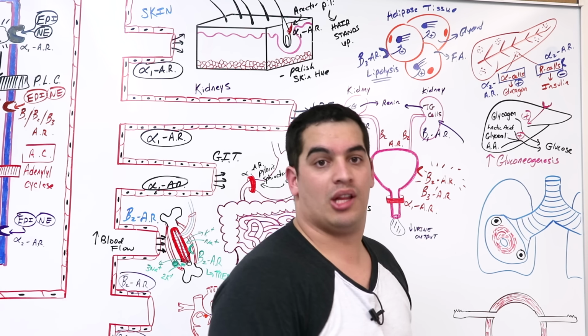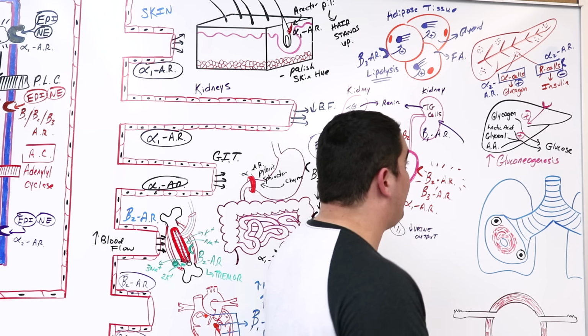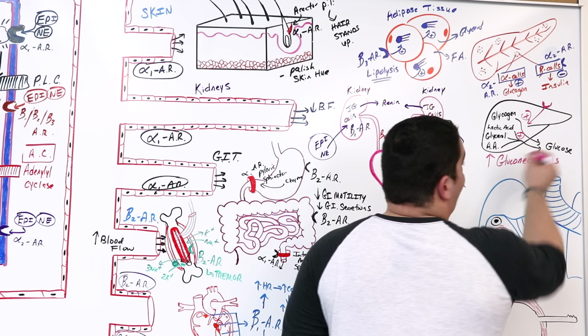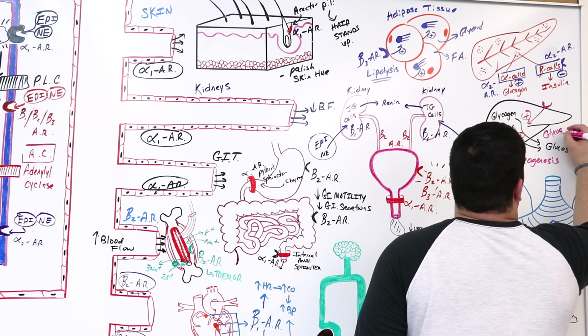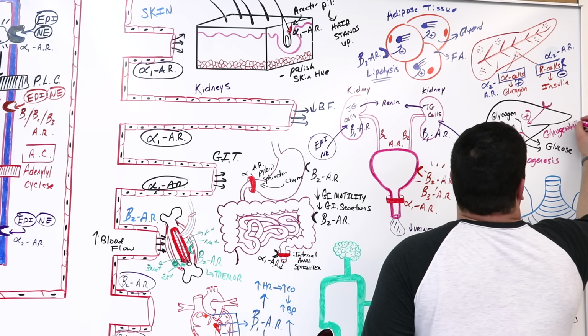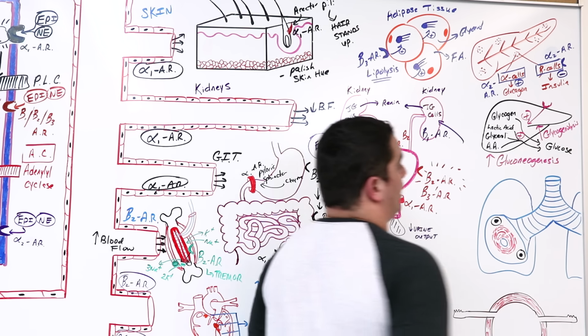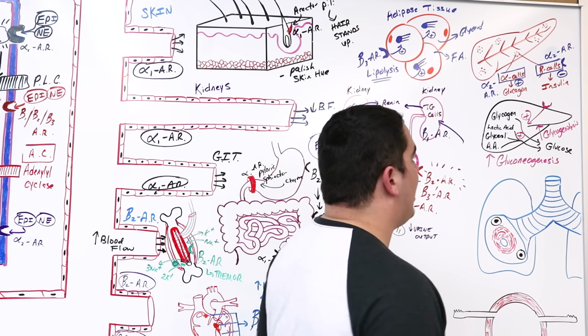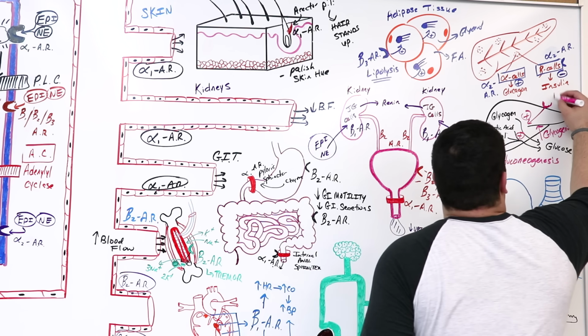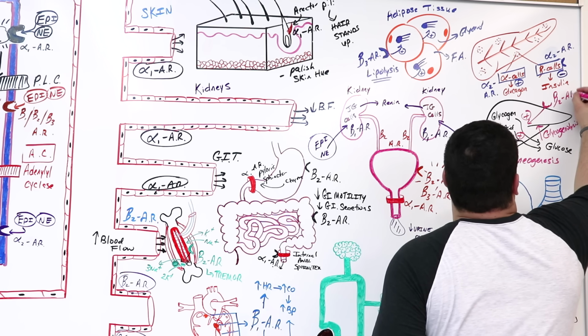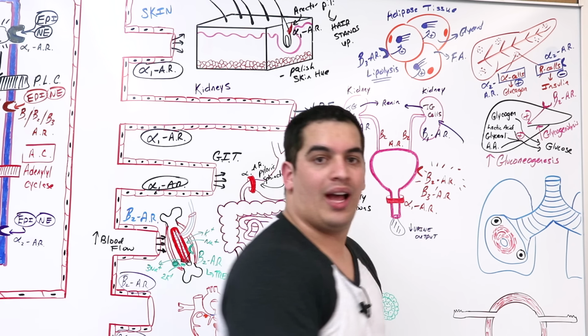We want glucose in the blood so that we can have our muscles having an energy source. We want to break down glycogen into glucose. That is called glycogenolysis. We want to increase that activity. So we need to have receptors that are located on the liver. And these receptors are called beta 2 adrenergic receptors. Okay?